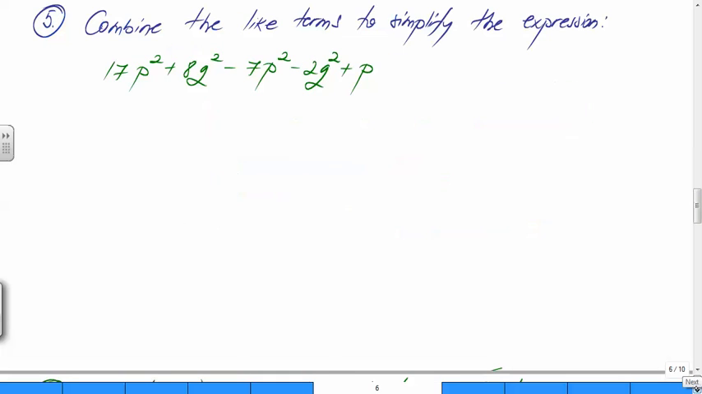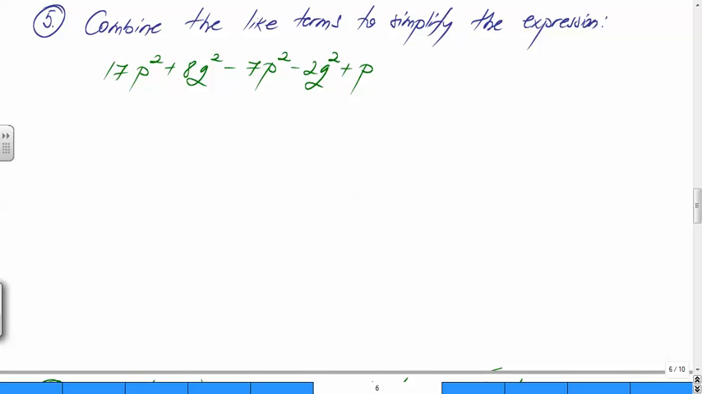Okay, let's try one more. Combine the like terms to simplify the expression. Like terms, right? We like them, we may not like them, but they have to look alike, right? And for that, you're looking for each one of the terms in this expression here that will have the same variables at the same power.